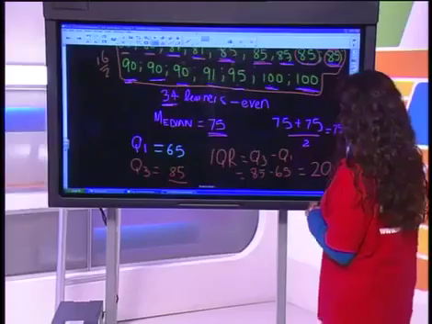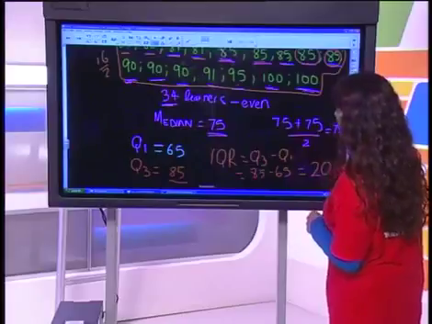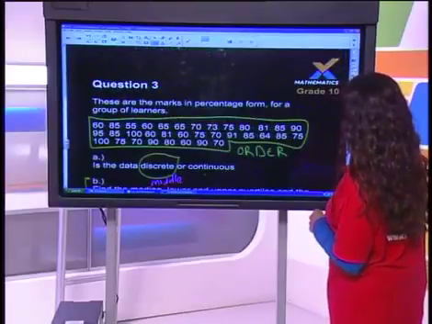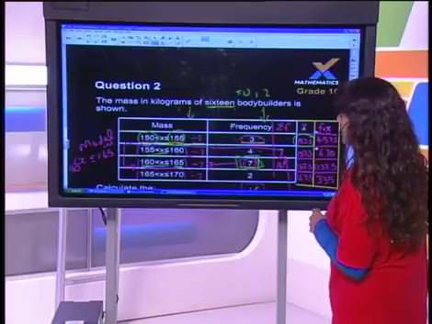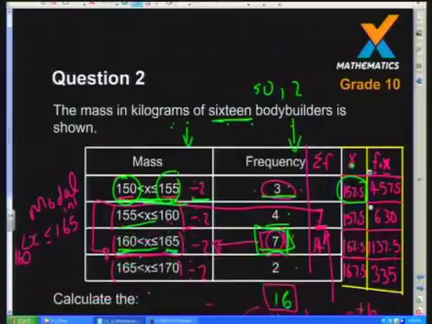All right, quickly. How did you get on with question 2, your estimated median? Quickly, our estimated median on this one. On question 2, because a lot of our Mindsetters seem to be confused there. All right, let's quickly find it. This was the mass in kilograms of 16 bodybuilders.